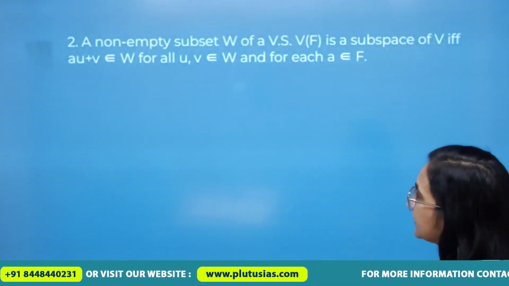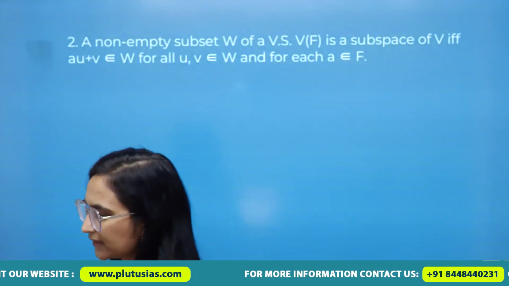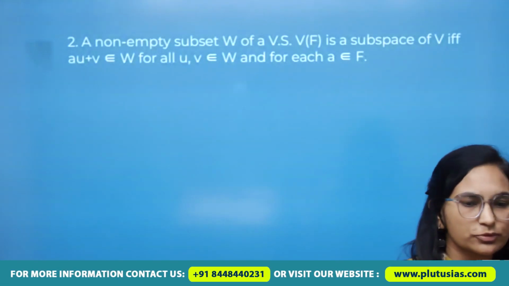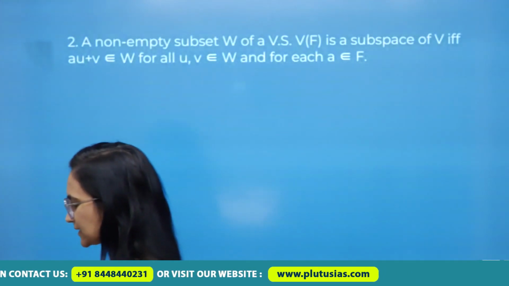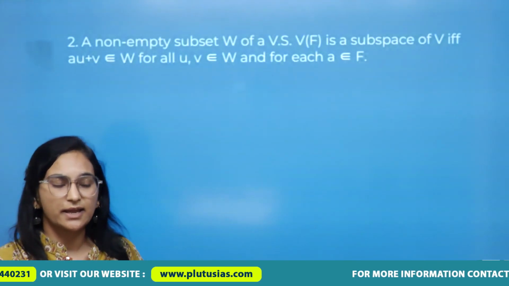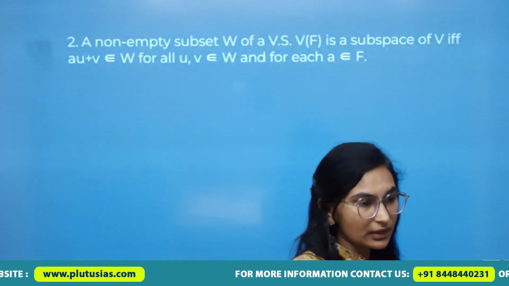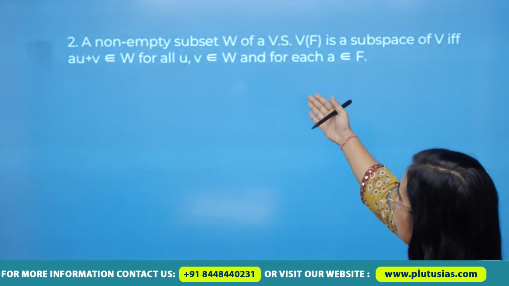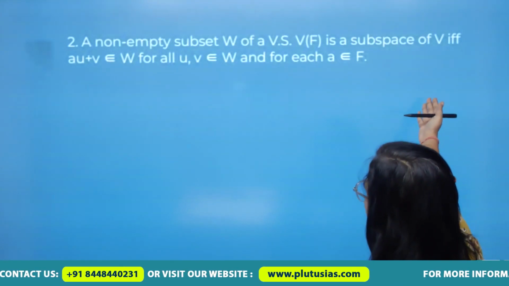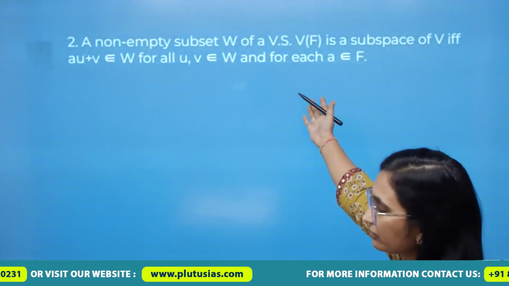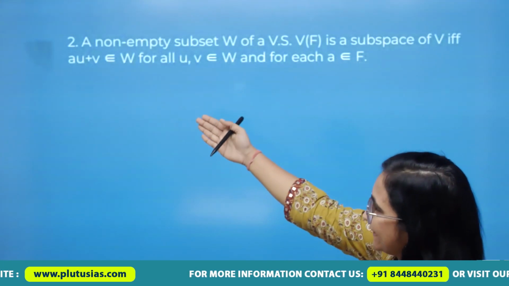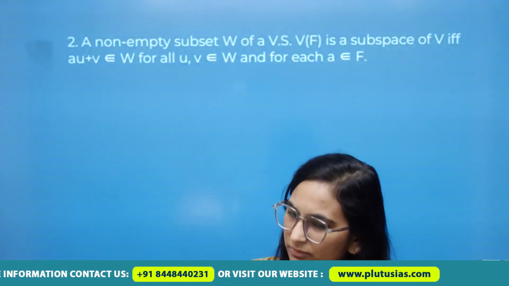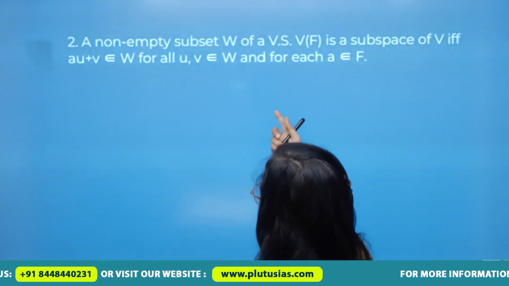Next we have another result. Earlier we have proved that we can prove two conditions to prove a subspace. Then we proved that if it is a vector subspace, then it should be closed under vector addition and scalar multiplication, right? Second result: sometimes we prove that if a non-empty subset W of a vector space V is a subspace of V, then it would satisfy that condition, that au plus v should belong to W for all u and v belonging to W, and a should come from our field F.